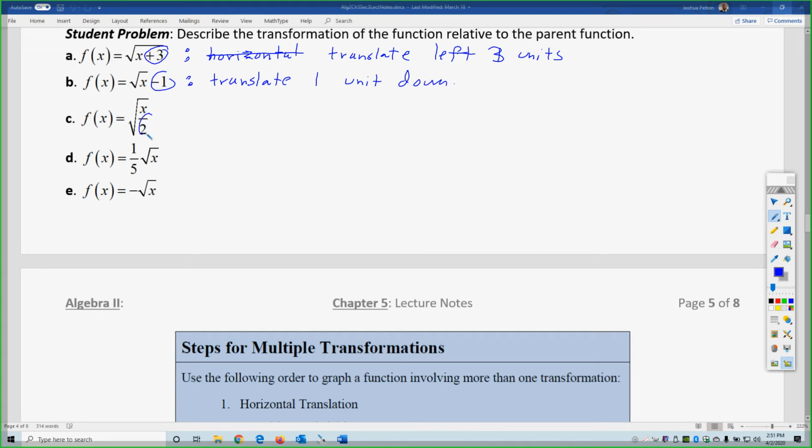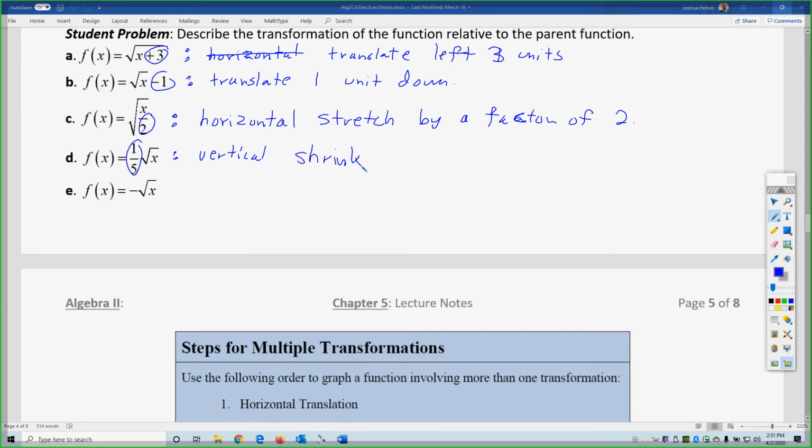Okay. And dividing by 2 on the inside, or multiplying by 1/2, whichever one you want. Inside is horizontal. It's counterintuitive inside, so dividing by 2 is really stretching. It's a horizontal stretch by a factor of 2. So basically your x value is changed by a factor of 2. All right, if it's on the outside, that's vertical because that's y. Vertical shrink, because multiplying by 1/5 is a shrink if it's on the outside, because it's straightforward, by a factor of 5. So all the y values are divided by 5.